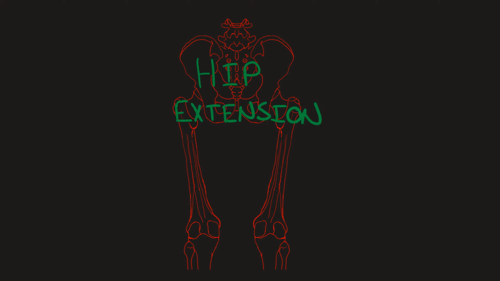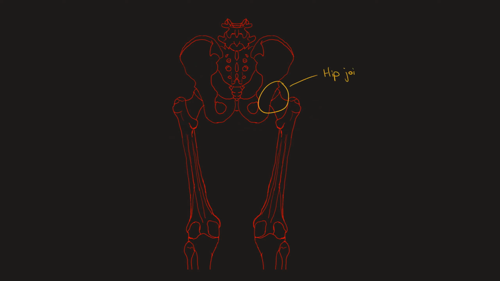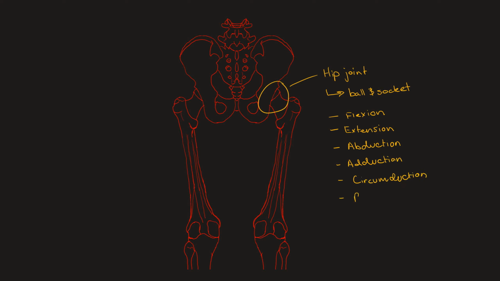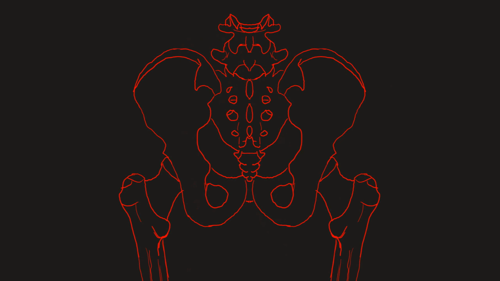Today we'll be talking about hip extension. So hip extension is when we increase the angle between the thigh and the front of the pelvis. It occurs through the sagittal plane and at the hip joint, which is a ball and socket joint. And the hip joint also allows flexion, abduction, adduction, circumduction, and rotation.